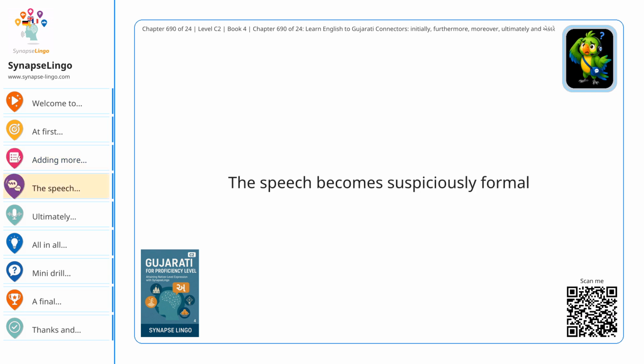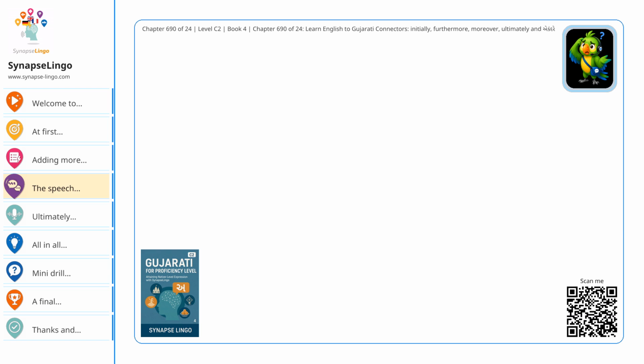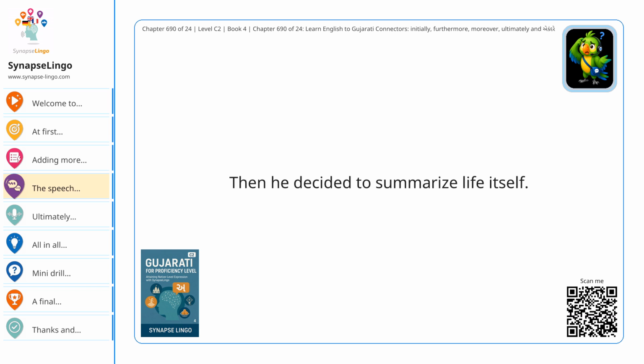The speech becomes suspiciously formal. You know that moment when someone at dinner starts sounding like a conference speaker? Yes, Ravi reached that stage. Ravi lifted one finger and announced, we have discussed snacks, tea, and the mysterious disappearance of the last samosa. Then he decided to summarize life itself. He said, in summary is સારાંશ રૂપે. In conclusion is છેવટે. Nobody had asked, but he was unstoppable.